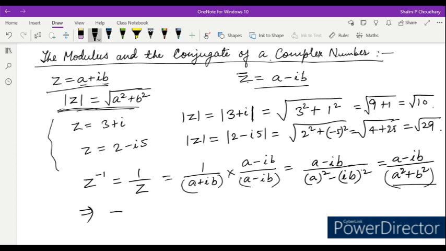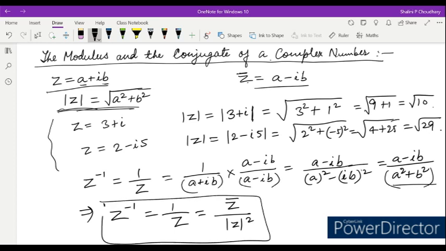So can we write it like this? z inverse, or 1 upon z, will be equal to the conjugate of z divided by modulus of z square. Can we write like this? Yes, we can. So this way it is related. Modulus and conjugate of a complex number are related to the inverse.